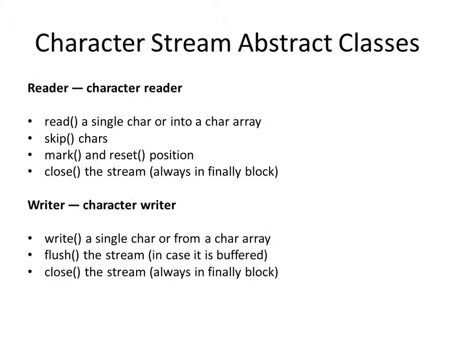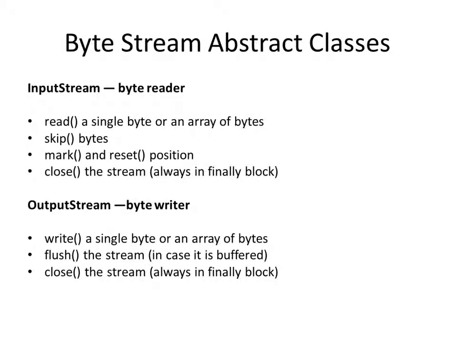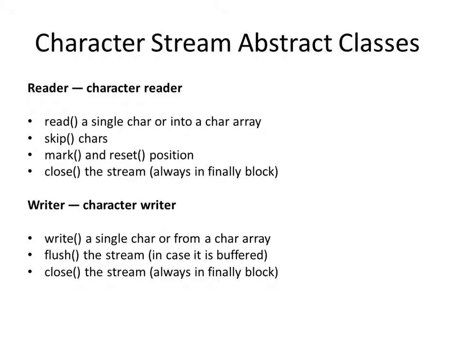Okay, and then for character streams, the abstract classes are reader and writer, and if you see, they all have similar methods. So the reader also has read, skip, mark, reset, and close, and writer has write, flush, close. So if you go to the previous slide where we looked at the byte stream abstract classes, you see that the methods are quite similar. The only difference is the byte streams deal with bytes, and character stream abstract classes deal with characters.